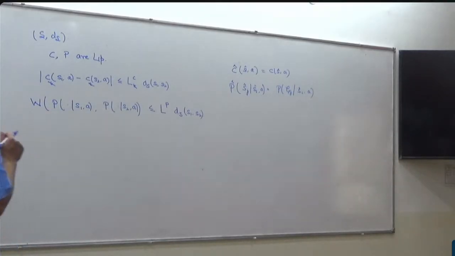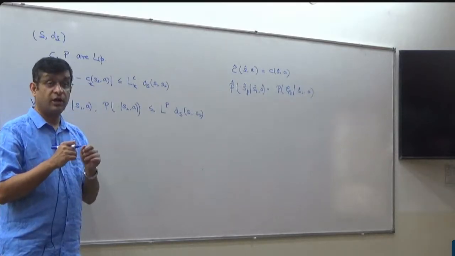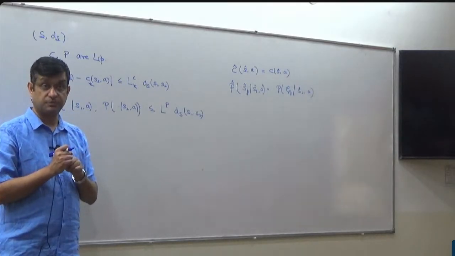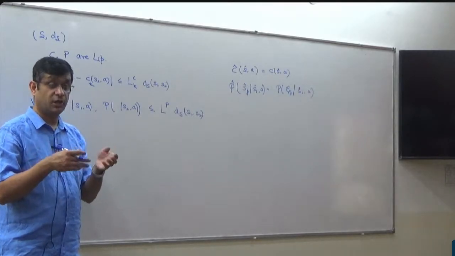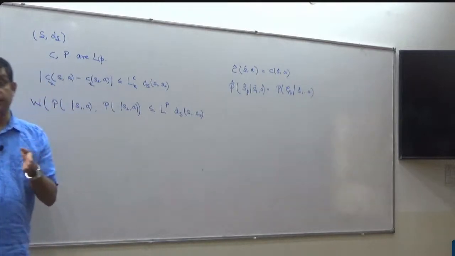Before that, I want to emphasize one part which is important. Recall our definition of delta. Delta was the distance between two measures defined on the hat space. So, when I am working with Wasserstein distance, the metric would be on the hat space.